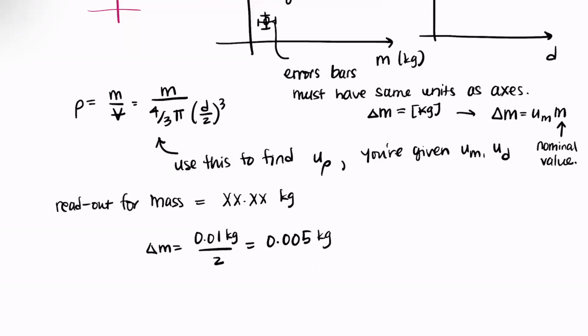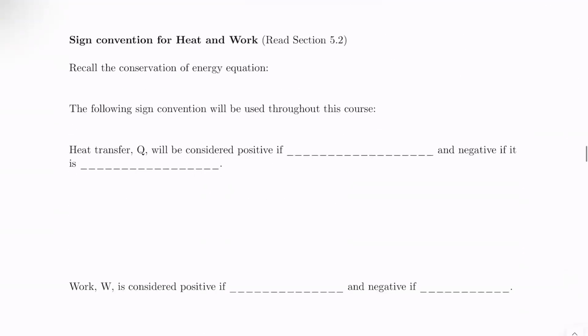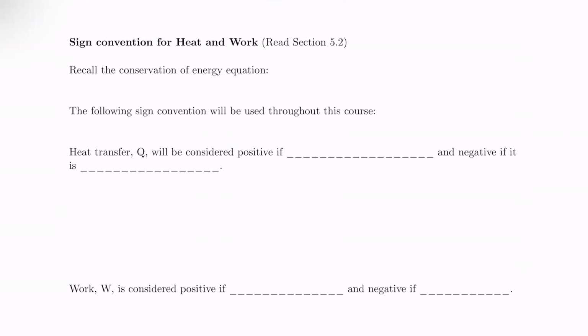Okay, cool. All right. Let's talk about sign convention for heat and work. If you remember, our conservation of energy equation looks like the following. So we have energy at state 2 minus energy at state 1 is equal to energy in minus energy out, right?